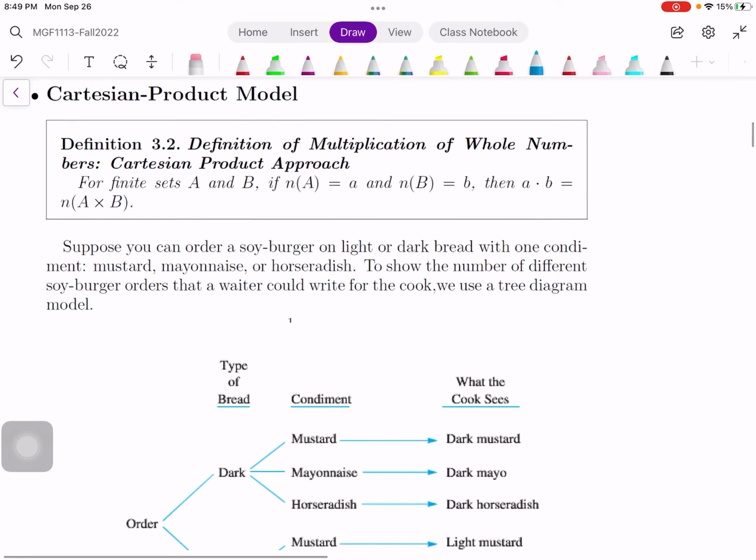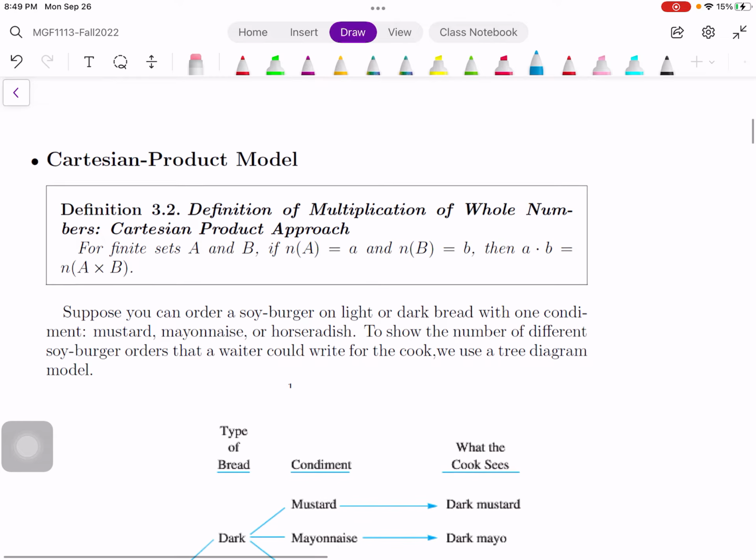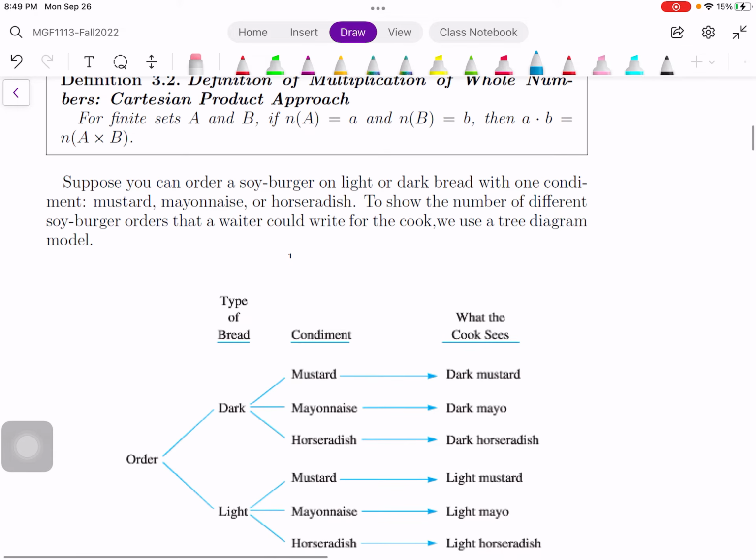And the last model is the so-called Cartesian product model. I'll remind you that a Cartesian product is just a set that gathers ordered pairs where the first component belongs to set A and the second belongs to set B. When we count the number of ordered pairs in the Cartesian product, it's always the number of elements in set A times the number of elements in set B. Let me give you an example.